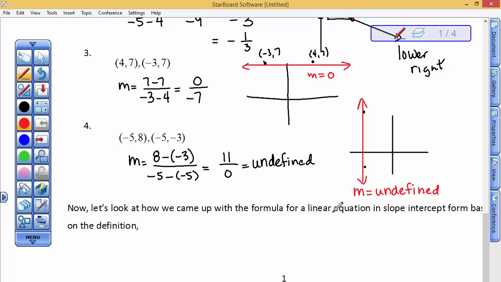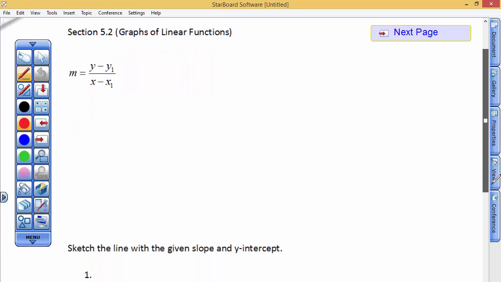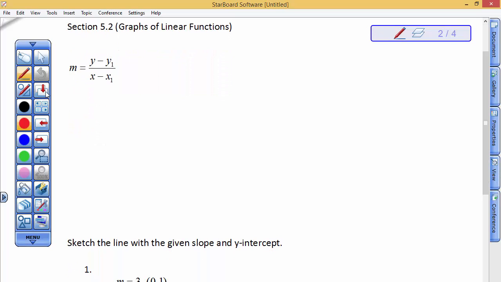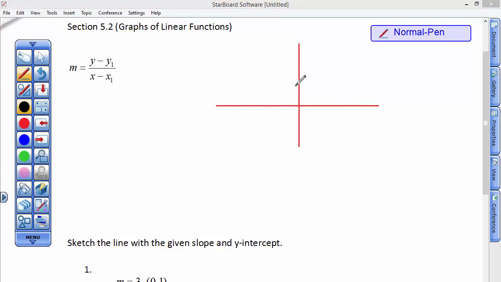Now let's look at how we came up with this slope equation, and then we're going to take a break. So let's turn the page, and I want to represent this equation as a picture again. I almost wish I hadn't chosen red, but I'm going to stick with it. I'm going to pick an ordered pair here that's called 0 comma b. And then I'm going to pick an ordered pair out here that's called x comma y. And I'm going to draw a straight line through those ordered pairs.